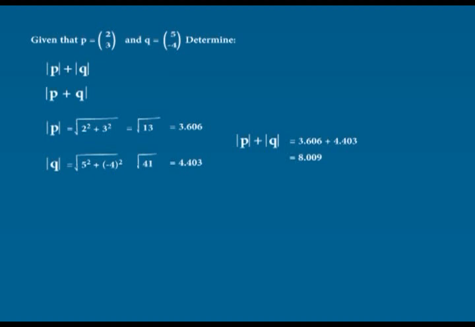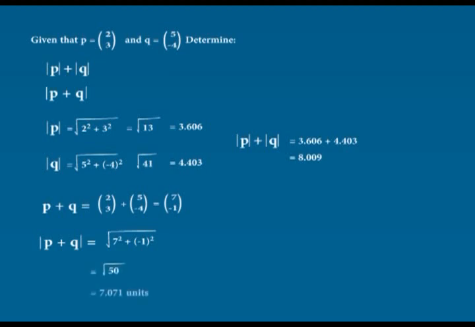And B, we first add vector P plus vector Q and then find the modulus of the sum. (2, 3) plus (5, -4) will give us (7, -1). The modulus of that, the square root of 7 squared plus (-1) squared, will give us the square root of 50. That is equal to 7.071 units.